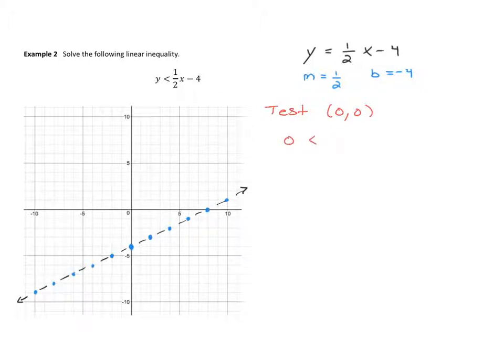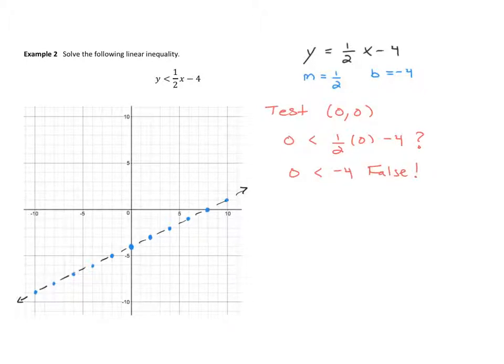0 goes in place of y. It also goes in place of x. And I want to know, is this a true statement? So it's a question. Is that true? The left side is 0. 1/2 times 0 is 0, so I'm just left with -4. So 0 less than -4 is false.